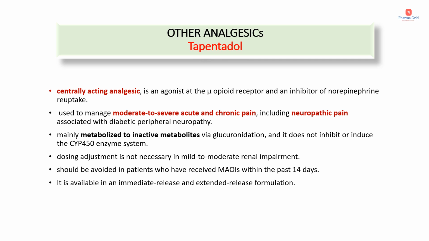Coming to other analgesics, so the first one is tapentadol. It is a centrally acting analgesic. It is an agonist at the mu opioid receptor and an inhibitor of norepinephrine reuptake. It is used to manage moderate to severe acute and chronic pain, including neuropathic pain associated with diabetic peripheral neuropathy. And this tapentadol is mainly metabolized to inactive metabolites via glucuronidation and it does not inhibit or induce the cytochrome P450 enzyme system. Dosing adjustment is not necessary in mild to moderate renal impairment. Then this tapentadol should be avoided in patients who have received MAO inhibitors within the past 14 days. It is available in an immediate release and extended release formulation.